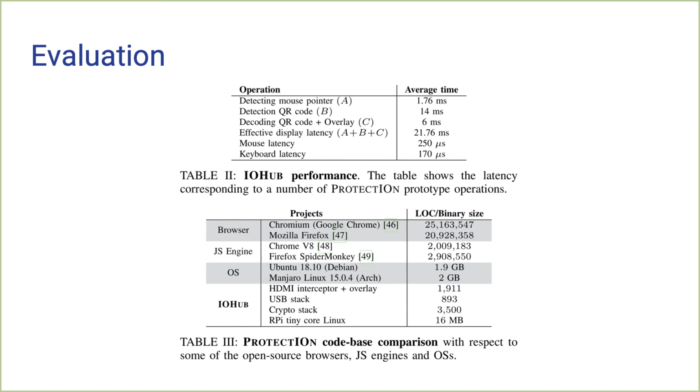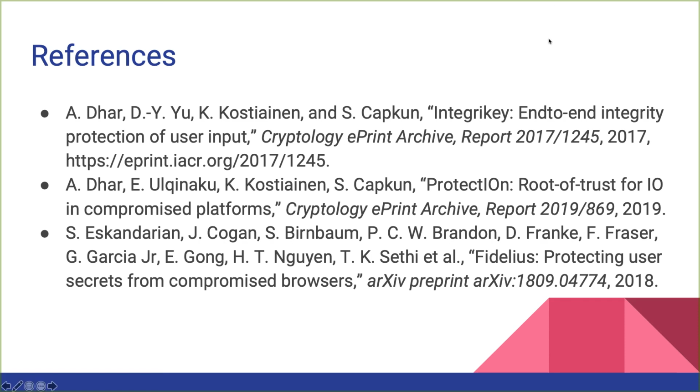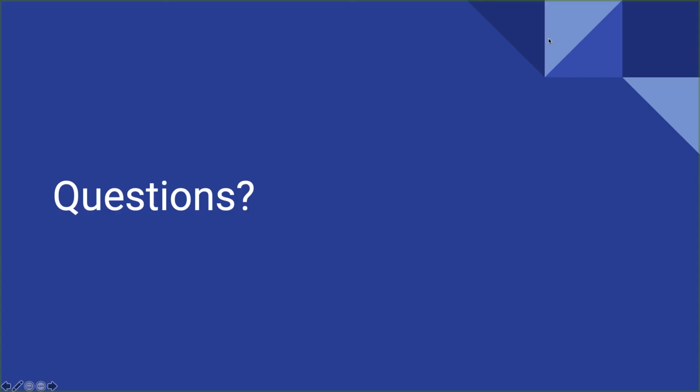And then a big advantage of IO Hub. So instead of using a browser or a whole OS to render the form, you just have your protection.js, and that's really small. So yeah, so that's protection. Do you have any questions?